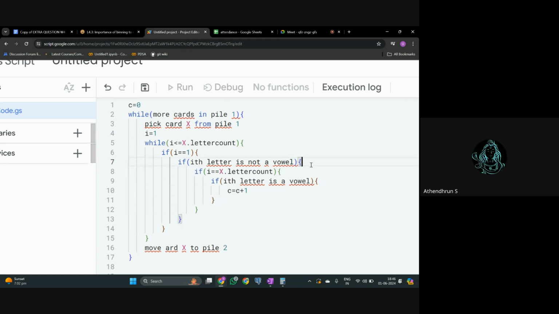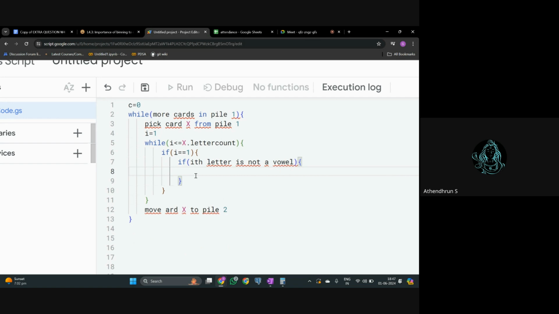You can identify I is equal to I plus 1 until we reach the last letter. You can identify the first letter with I is equal to 1. With what condition can you identify the last letter? I is equal to x dot letter count. If I is equal to x dot letter count, then it means that it is the last letter, right? Yes, sir.